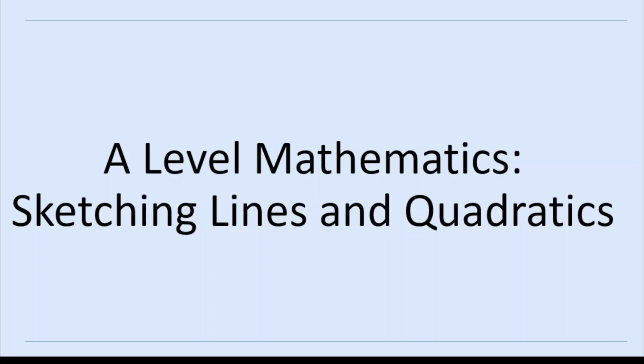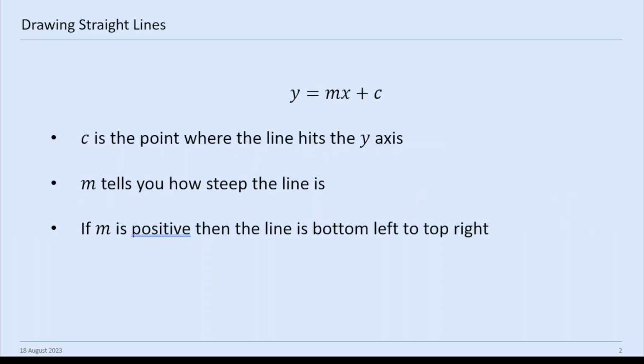I'm Simon. Today we're going to look at sketching lines and quadratics. So firstly, sketching a line that's expressed as y equals mx plus c. X is the horizontal coordinate and y is the vertical coordinate. So three things here. C is the point where the line hits the y-axis. M tells you how steep the line is.